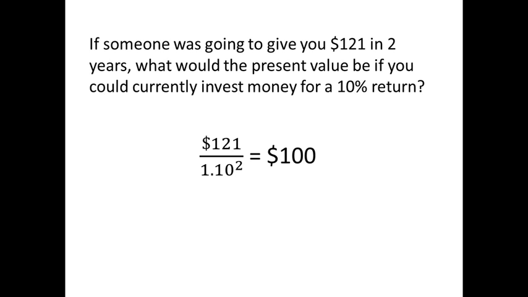$100. Basically, what we did here was untie the value that time is given to that money. We did this by discounting $121 by the interest rate, which we raised to the power of 2 because it was to be received 2 years from today.